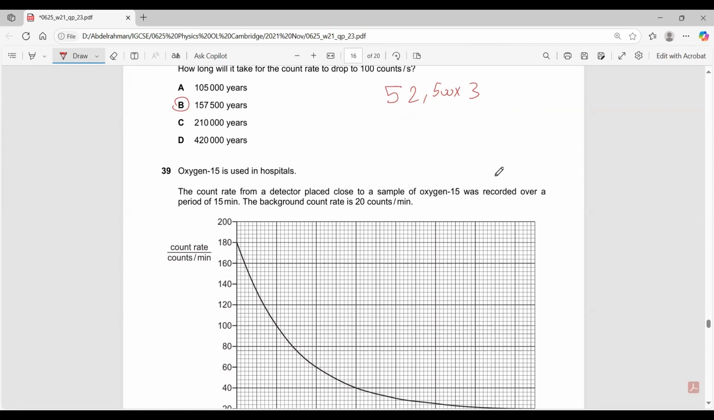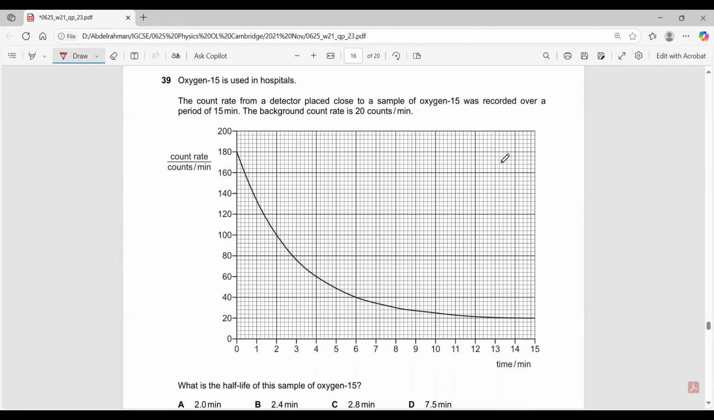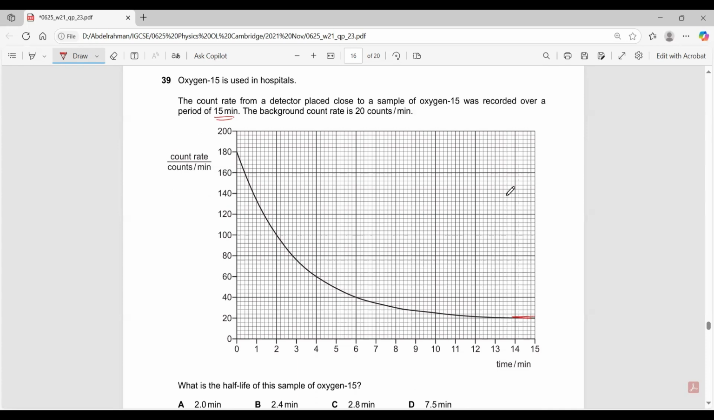Oxygen 15 is used in hospitals. The count rate from a detector placed close to a sample of oxygen 15 was recorded over a period of 15 minutes. The background count rate is 20 counts per minute, which is quite obvious from the graph, as it has dropped all the way to 20, which is the background radiation. What is the half-life of the sample of oxygen?